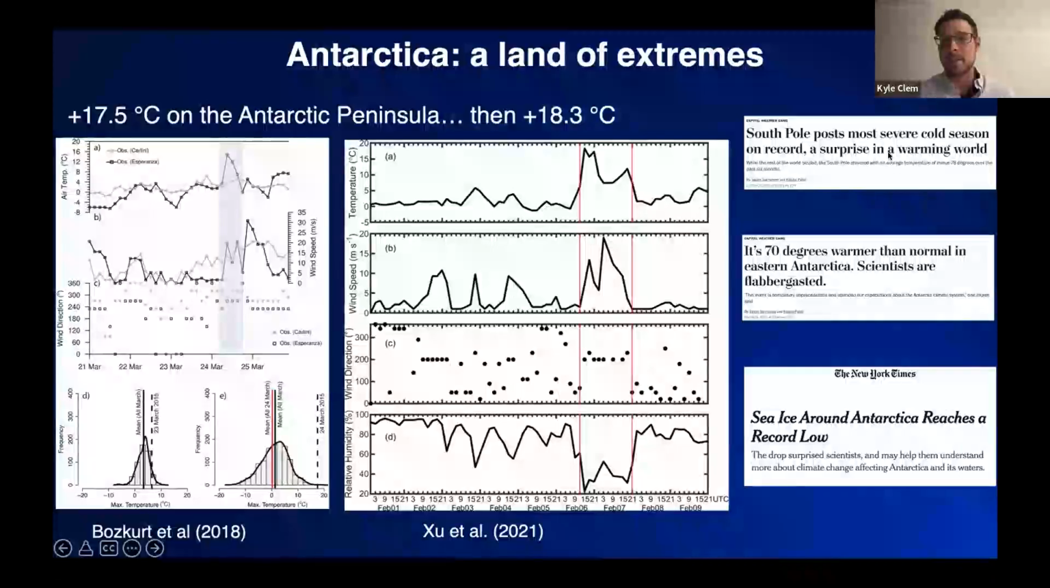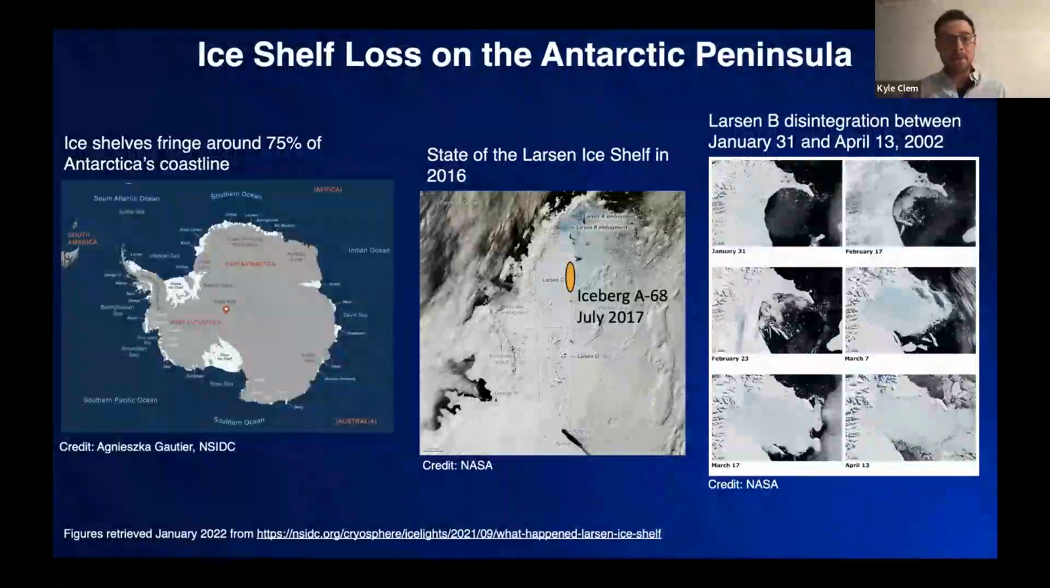Just in the past year or so, the South Pole has its most severe cold on record. Temperatures in East Antarctica, 70 degrees Fahrenheit above normal. Antarctica reaches another new record low sea ice extent this year. So the records just keep piling up in the Antarctic. And I'm interested in what drives that variability. And it's important because I'm particularly interested in the ice shelves, which fringe about 75% of Antarctica's coast.